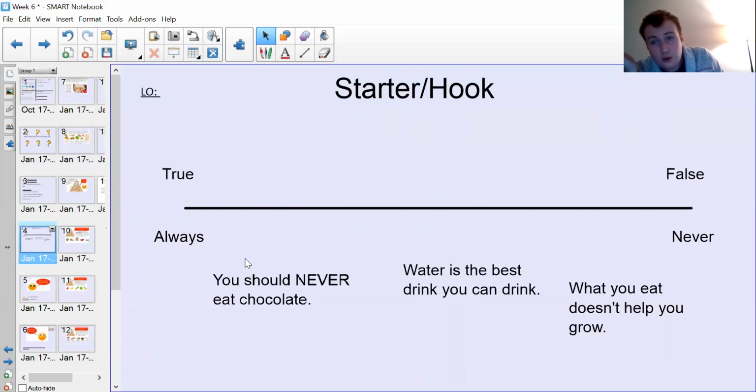Obviously, if all you're eating all day is chocolate, you have a chocolate bar for breakfast, a chocolate milk for lunch, and a chocolate pudding for dinner, well, that's probably not very healthy. But a little bit of chocolate, absolutely fine. Next one. Water is the best drink you can drink. Always true, never true, sometimes true.